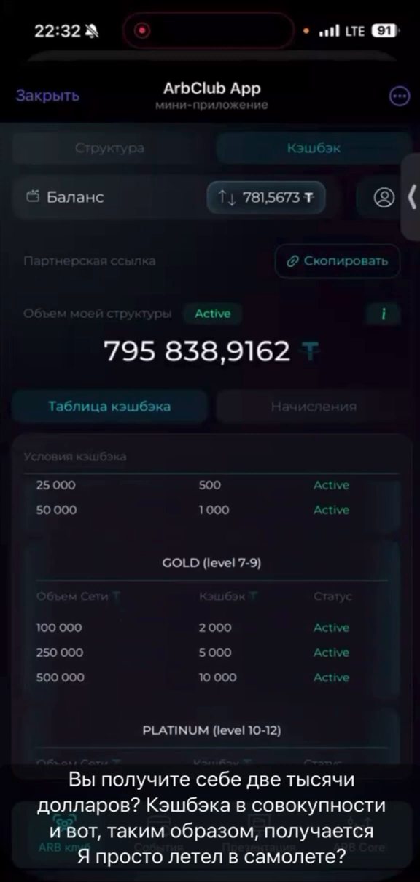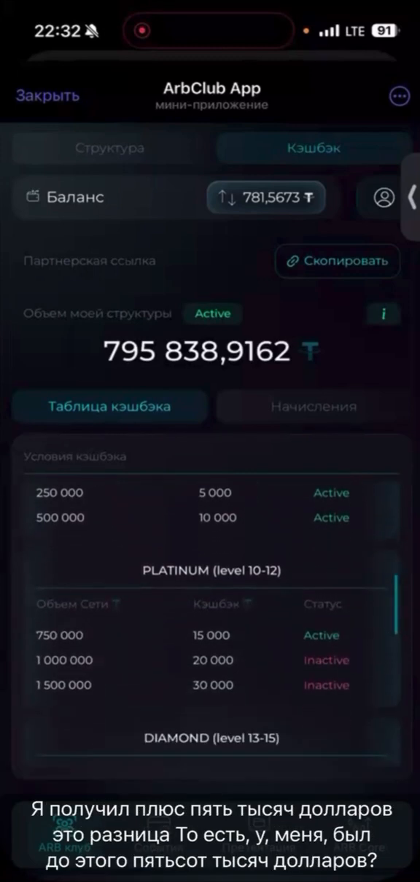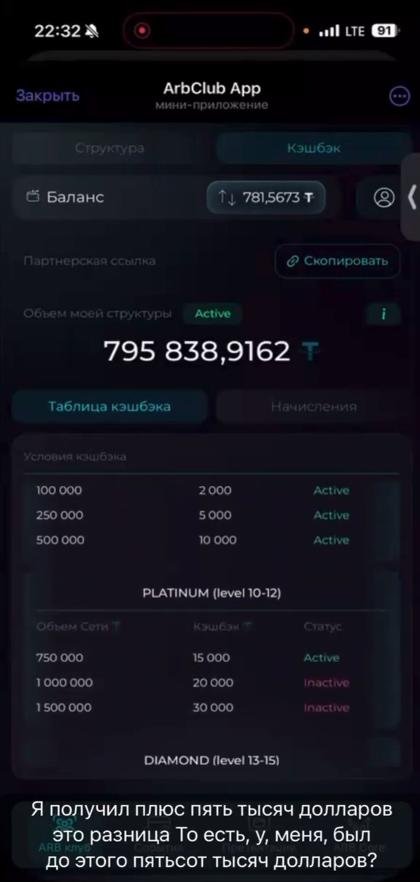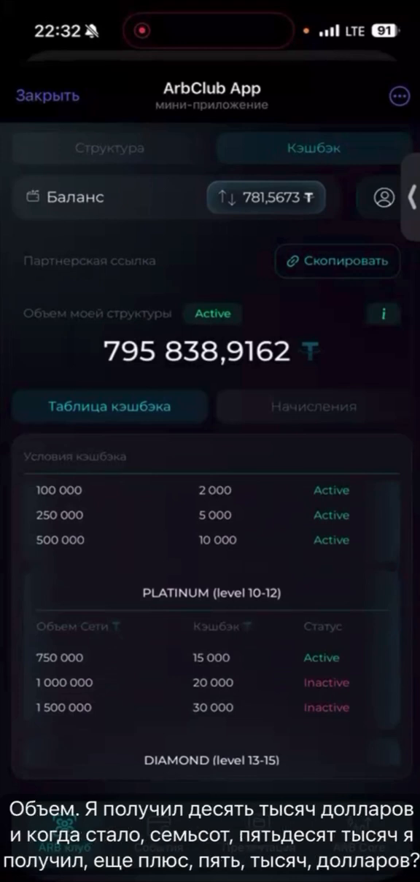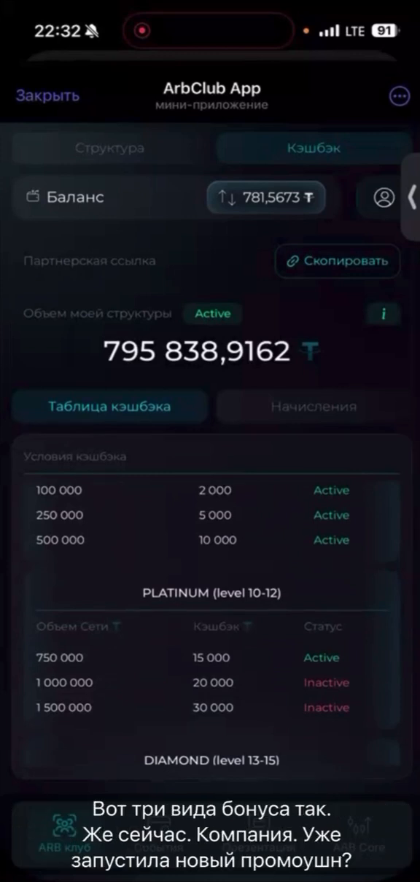I was just flying on a plane, I received plus $5,000, this is the difference, that is, I had $500,000 volume before I received $10,000, and when it became $750,000 I received another plus $5,000. Here are 3 types of bonuses.